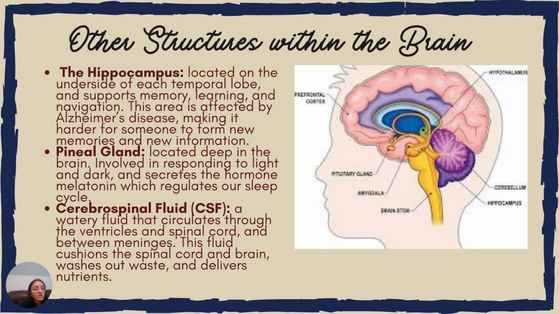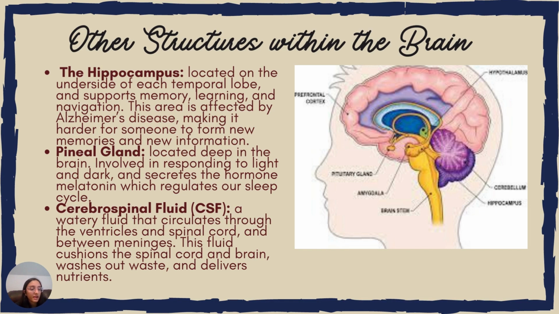The hippocampus, located on the underside of each temporal lobe, supports memory, learning, and navigation. This area is affected by Alzheimer's disease, making it harder for someone to form new memories and new information. The pineal gland, located deep in the brain, is involved in responding to light and dark, and secretes the hormone melatonin, which regulates our sleep cycle.